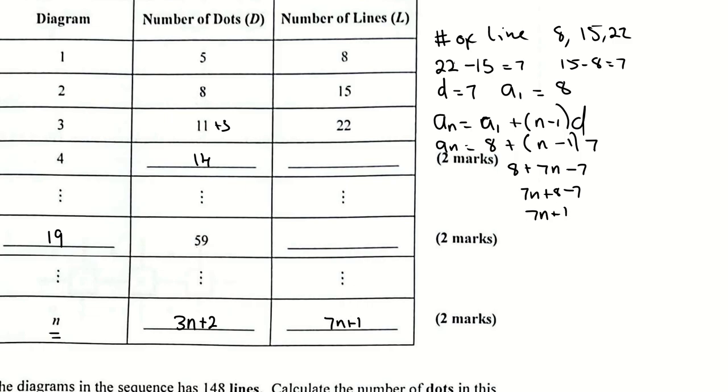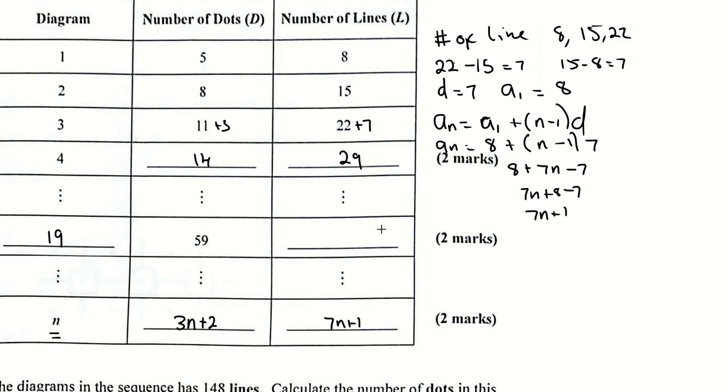7n plus 1. What you could have done, we know that the common difference is 7. You could have just added 22 plus 7, that's 29. Or you could use the formula for your fourth term, or fourth diagram. So that's 7 fours are 28, plus 1 is 29. So whether you use your formula, or add 7 to get the next term, you can do that. I would encourage whichever one you're comfortable with, go ahead and do that.